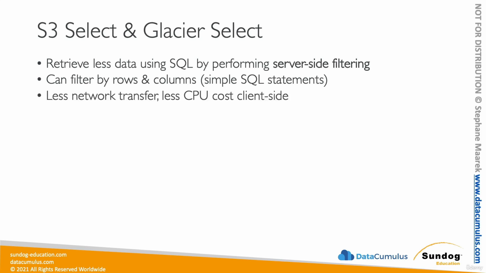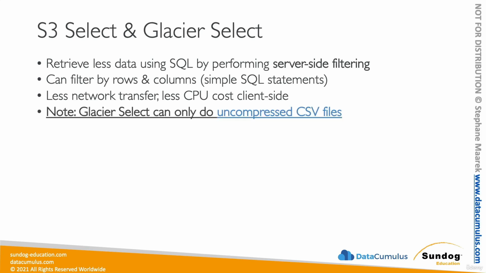Thanks to this, you have less network transfer because you're only retrieving a subset of your data, and less CPU cost client-side to filter your data because you actually don't do the filtering yourself. This works both for Amazon S3 and Amazon Glacier, but there is something for you to notice: Glacier Select can only do uncompressed CSV files. The exam can ask you a question about doing Glacier Select on compressed CSV files. In that case, what you have to do is restore these compressed CSV files into Amazon S3 and then use S3 Select. You cannot use Glacier Select directly on compressed CSV files, only on uncompressed CSV files, okay?